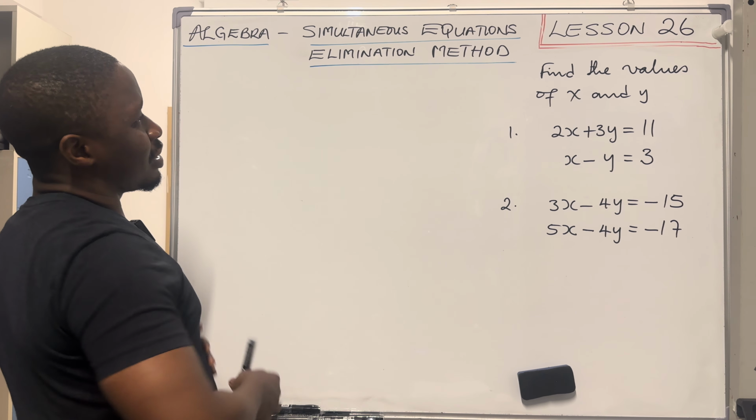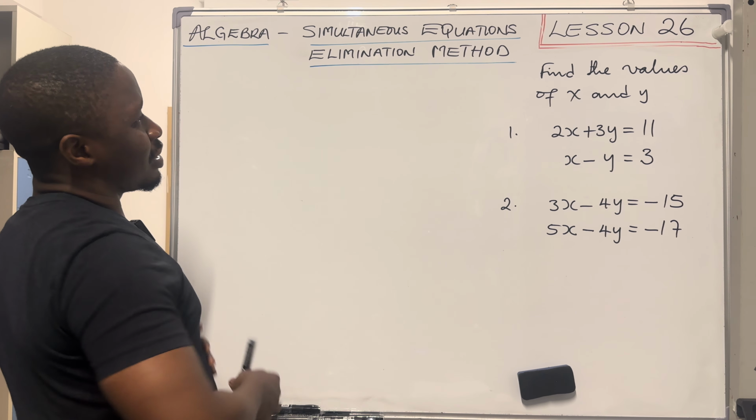Sometimes the examiner may be specific by saying, find the values of x and y, or solve the simultaneous equations using the elimination method. But suppose the instruction is not specific, you can go on and apply any of the methods you know or are comfortable with. Now, the first thing we do when applying the elimination method is to label the equations.